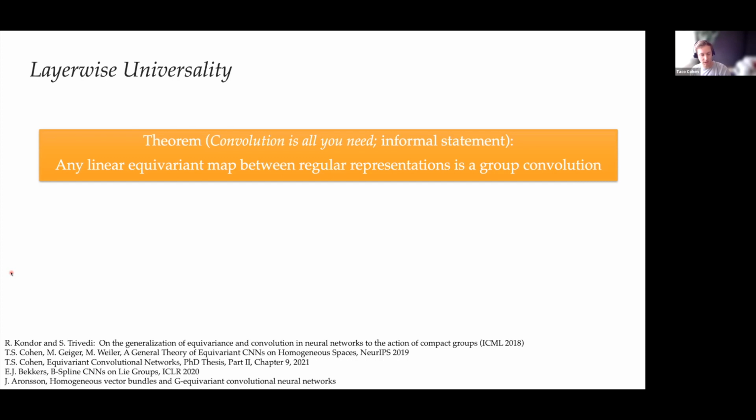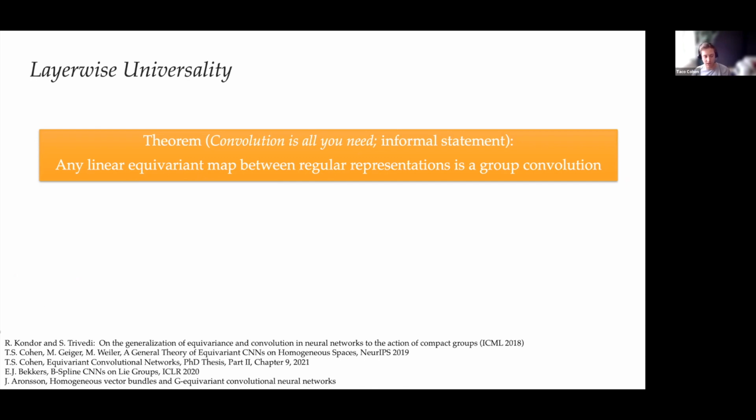And now you can show that if the group acts on these spaces in the way that we've just described, by shifting the signal over the plane, or shifting it over the group using the regular representation, then any such linear equivariant map between these regular representations is going to be a group convolution. And of course, there are many technical details that would have to be mentioned.